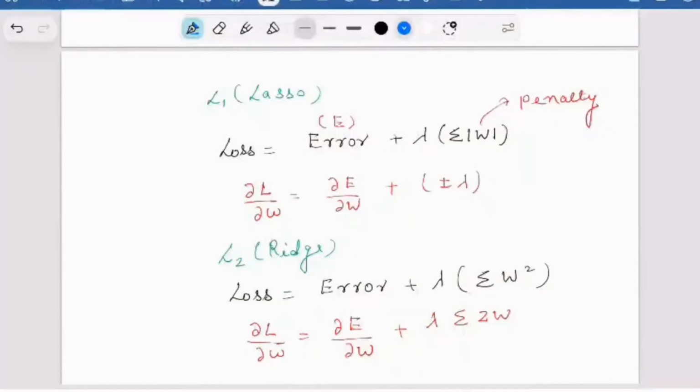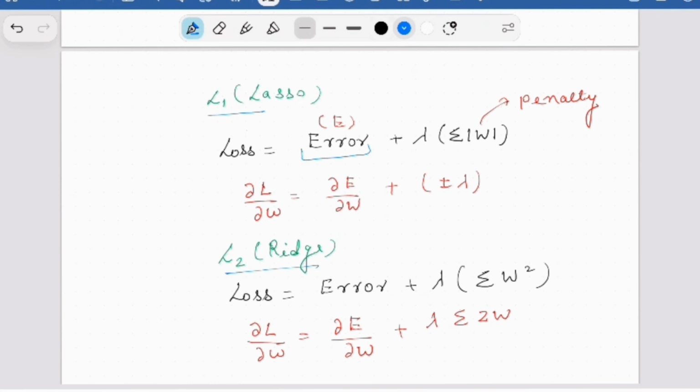So how do we stop a model from memorizing noise? We simply punish complexity using regularization methods. Regularization does exactly that. It adds a penalty term to the loss function for large weights. Like you can look at the screen now. On the screen we have both L1 and L2 regularization. Here L1 is called Lasso regularization and L2 is called Ridge regularization.